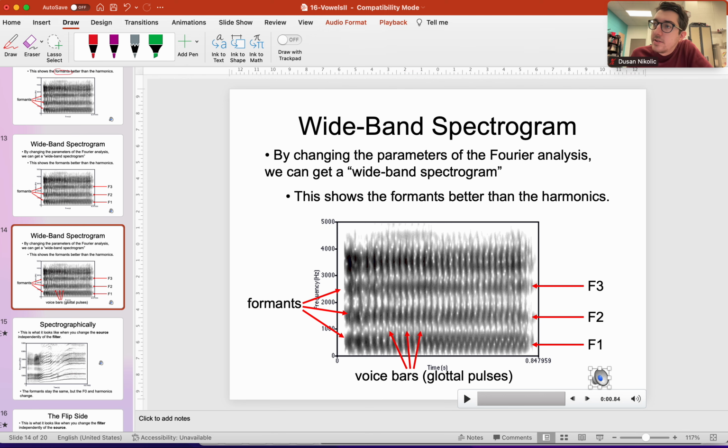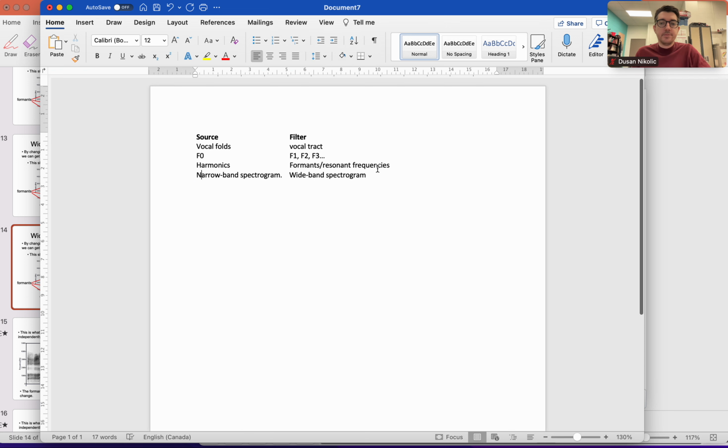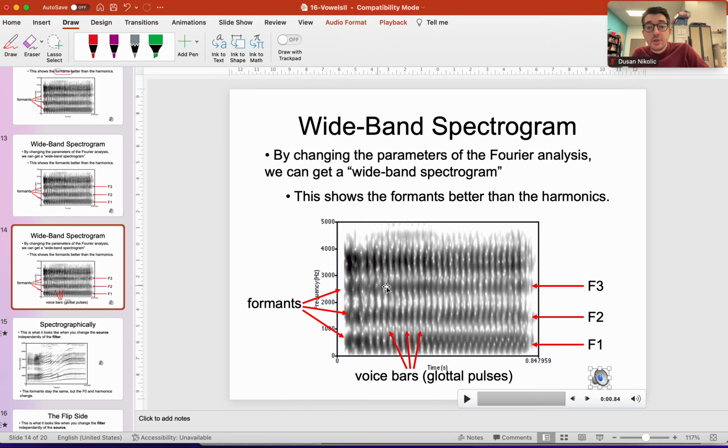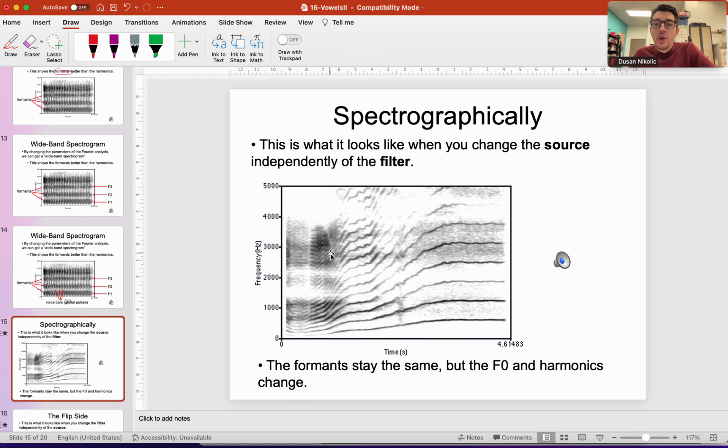I may also write those here, right? Voice bars. They are also dependent on your source, on your vocal folds. Yeah, glottal pulses. And here we can say dark bands, right? Horizontal dark bands. So you should pay attention to these horizontal dark bands, which are dependent on your filter, right? Vocal tract. Okay.